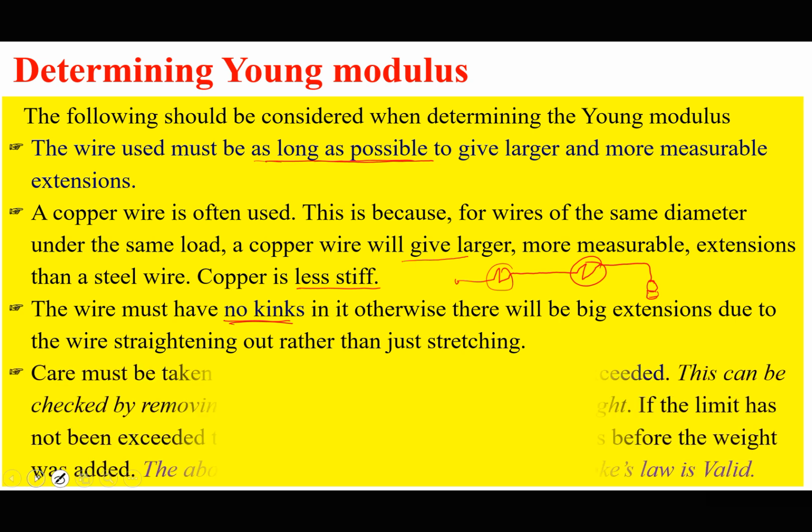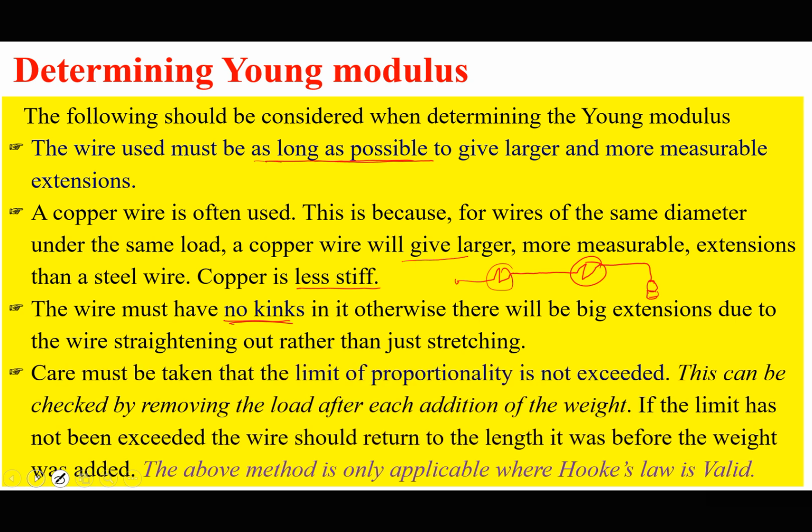Number four, care must be taken that the limit of proportionality is not exceeded. Remember, we only find the Young modulus from the part of the graph where the stress is directly proportional to the strain, the part of the graph where Hooke's law is obeyed. So the limit of proportionality should not be exceeded. This can be checked by removing the load after each addition of weight, and seeing if the wire goes back to its original length when the deforming force is removed.